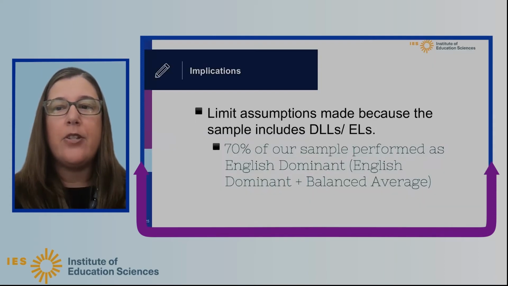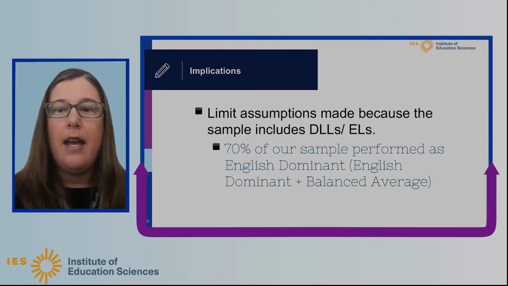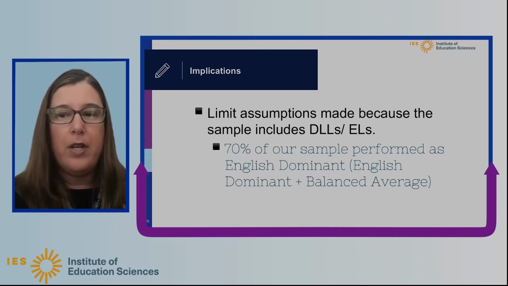As you can see, there's a great deal of variability in the learner profiles of DLL preschoolers. Labeling them DLLs does not provide you with sufficient information on who they are or their skill set. You might see DLL and assume that the student does not speak English. However, as Matt said, 70% of our sample performed on standard measures as English dominant. Yet, this doesn't mean you should only assess these children or even teach these children only in English. They still have an important set of skills in their home language that must be accounted for.